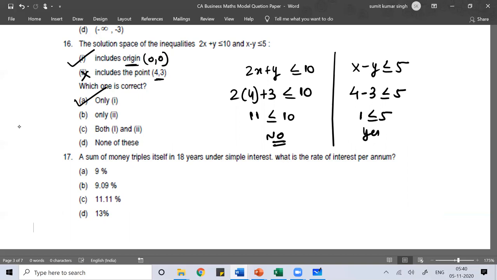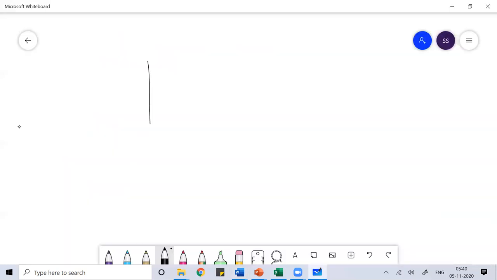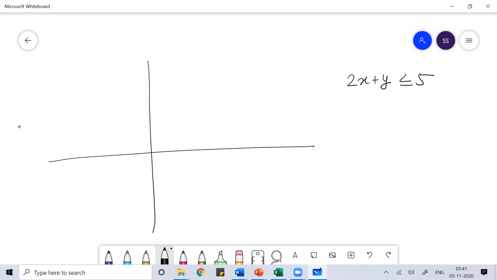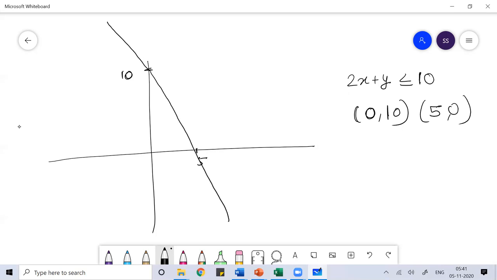Fine. I believe you know how to draw an inequality diagram. This is the xy graph. If I give you the equation 2x plus y is less than or equal to 10, what will you do to draw the feasible region? If I put x equal to 0, the y value you will get is 10. And if you put y equal to 0, the x value you will get is 5. So the points are 0, 10, that is x is 0, y is 10, and 5, 0, that is x is 5, y is 0. You plot this line, and the feasible region would be all the values inside this. So this would be the feasible region.